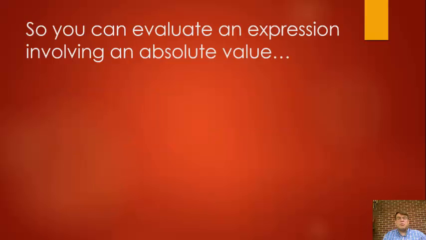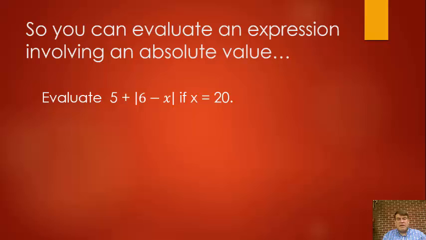Now, you can evaluate an expression that involves an absolute value. So let's say you were asked to evaluate 5 plus the absolute value of 6 minus x, if x equals 20. So we're going to substitute 20 in the place of x there, and we're going to end up with 5 plus the absolute value of 6 minus 20, and we're going to go ahead and simplify it. So 6 minus 20 is negative 14. So another way to put this expression is 5 plus the absolute value of negative 14.